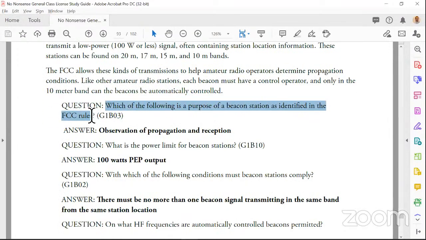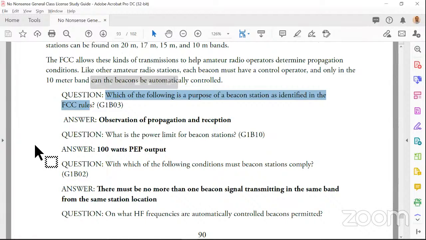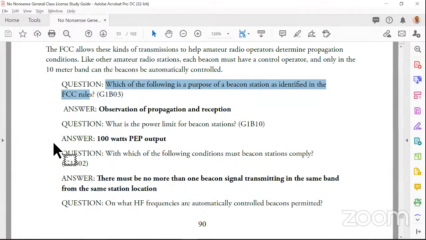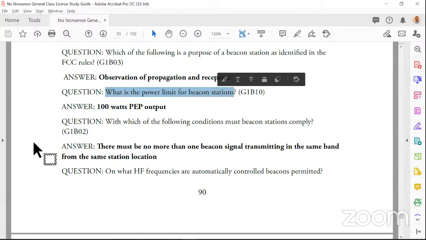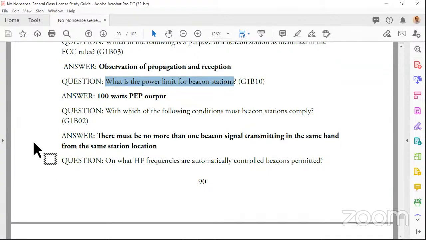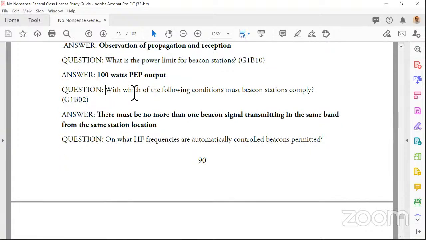Next question in the question pool. Which of the following is a purpose of a beacon station as identified in the FCC rules? So what they're asking us is what are beacons used for? And as hams, we observe propagation and reception. Next question in the question pool. What is the power limit for beacon stations? So we learned last class, 100 watts peak envelope power output, 100 watts PEP. Next question.